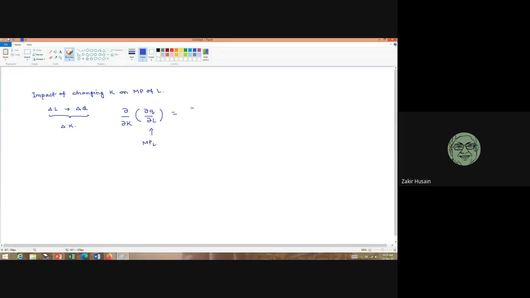Right? So this is, and we write this as MPLK. Can we do the opposite? We want to see what if we increase labor, how will the marginal product of capital change? In that case, what is the term?